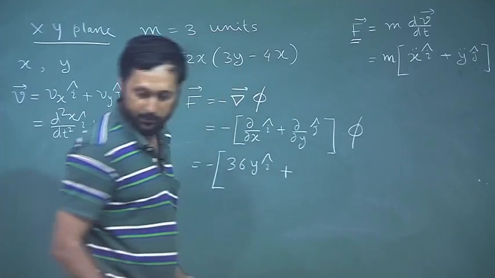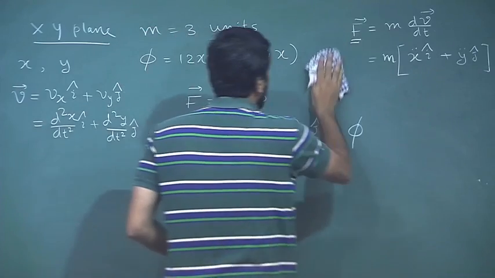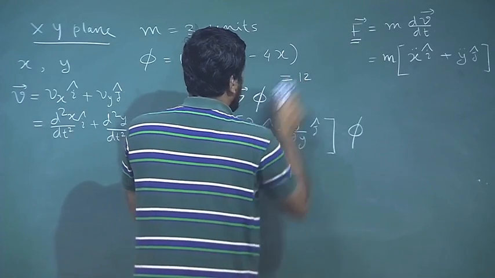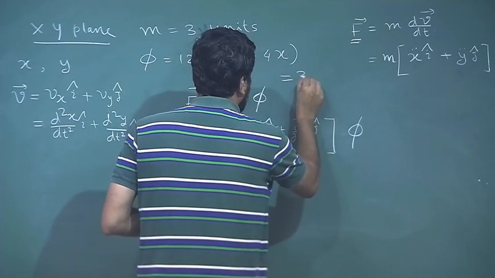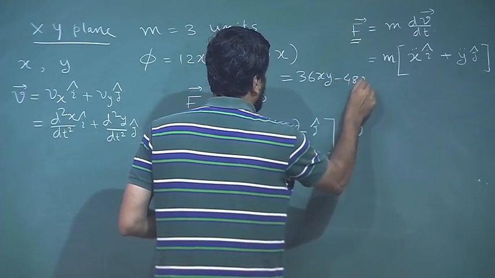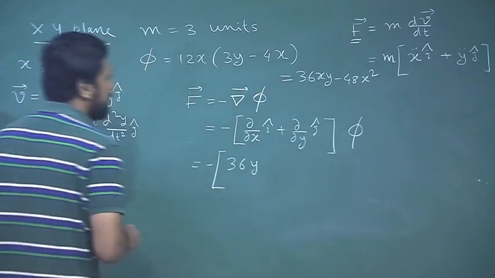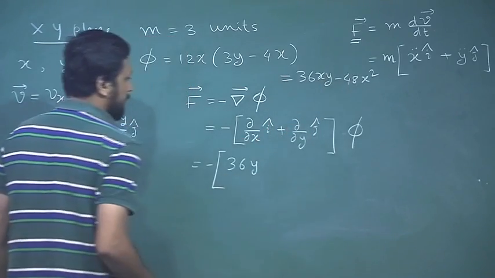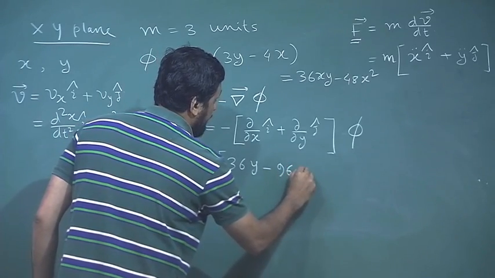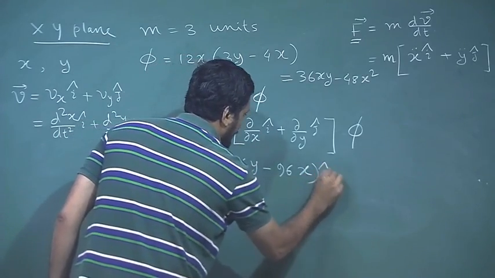Oh sorry, I just made a small mistake here. So, what we need to do here is write 36xy minus 48x squared, right. Actually there will be one more term coming in, because this term will also contribute. So, it will be minus 96x if we take del x, i cap.